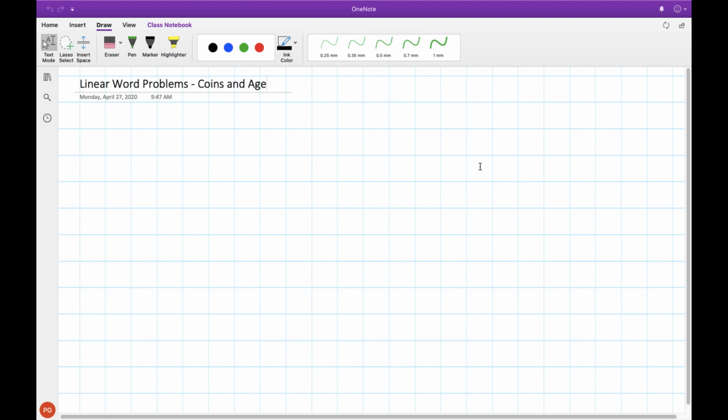This week we're going to be talking about some more linear word problems. These ones have to do with coins and the age of people.